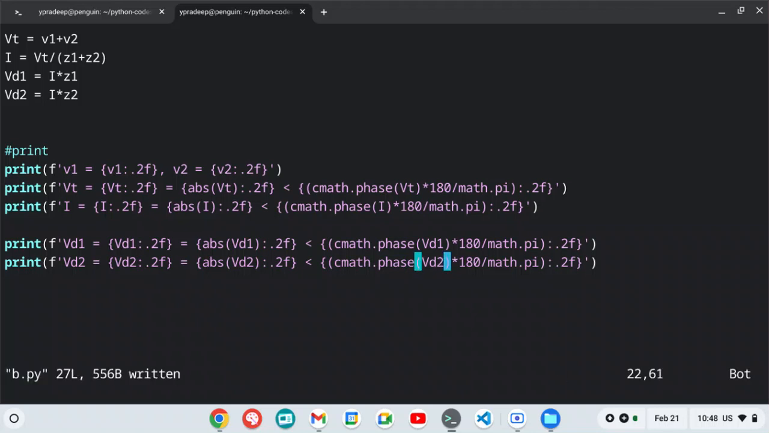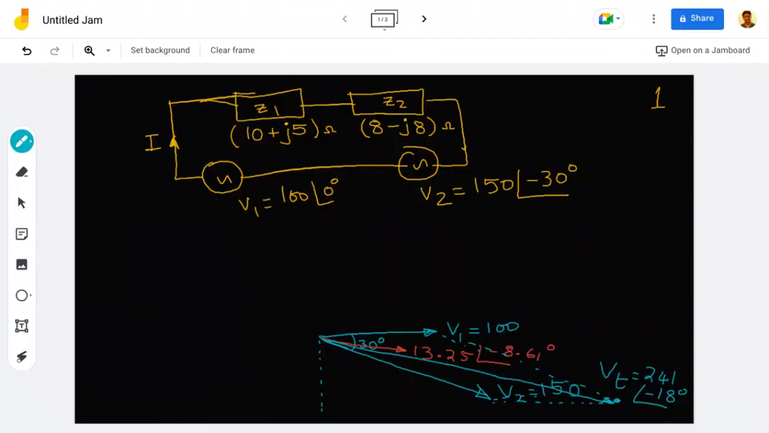So anything again, any doubts here? You are able to follow, right? So let's see what this VD1, VD2 will look like. Okay. Can you guess what will be the VD1, VD2?